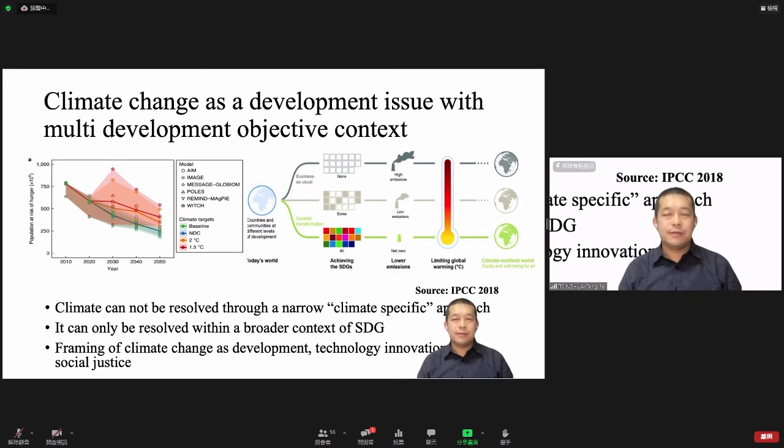And we need to manage this within a broader context to avoid the trade-off between the climate change targets and other SDG targets. And that is why for developing countries, development is also an important structural factor that shapes and constrains the emission reduction actions.